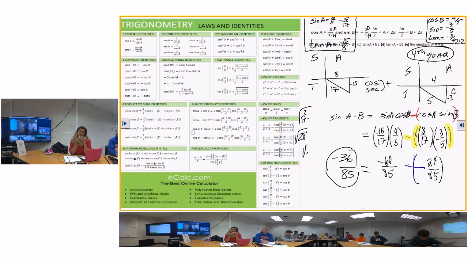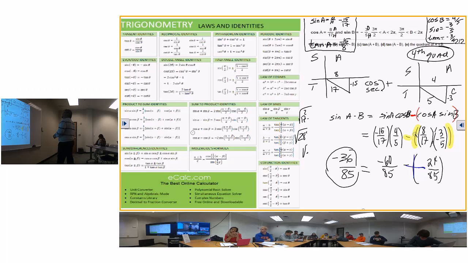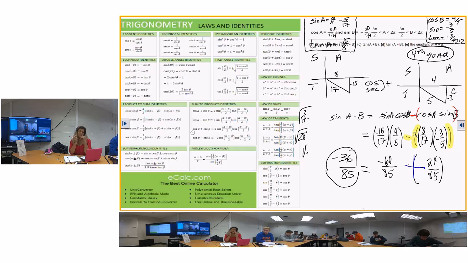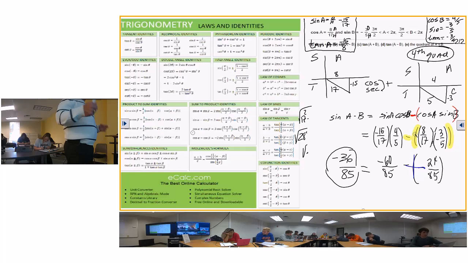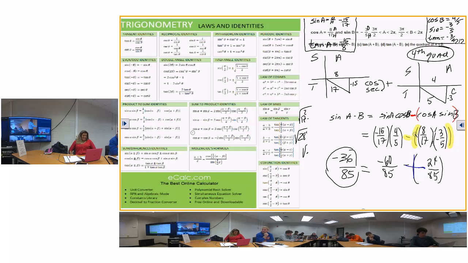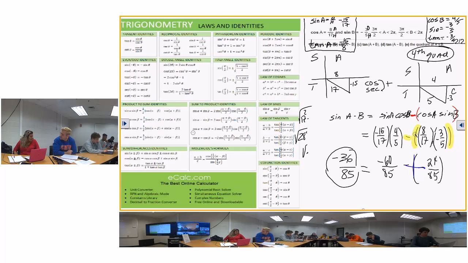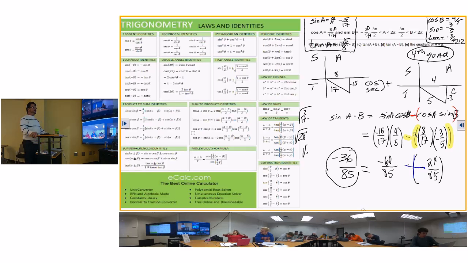All right, now you do the tangent of A plus B. Now, of course, you've got to have your shortcuts because I can barely see it. Tangent of A plus B: tan plus tan over 1 minus tan tan, I believe.